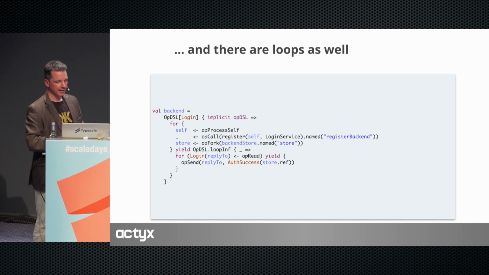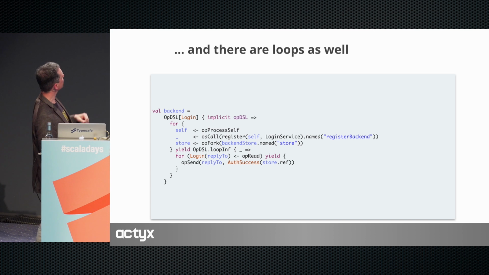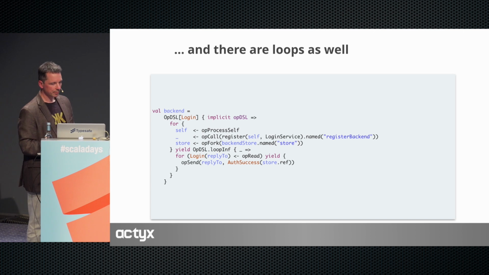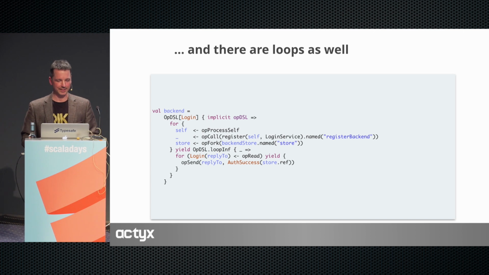So this fork creates the backend store, which runs in the same actor, and then we enter the infinite loop, which is, I mean, totally simplistic. Once we get a login, we automatically reply with an all success. I mean, obviously, you would need to authenticate and stuff, but this demonstrates the basic principle.